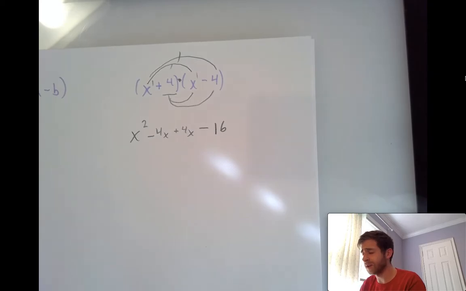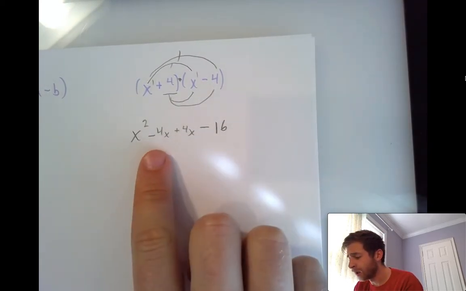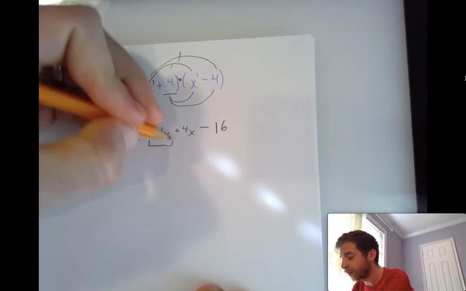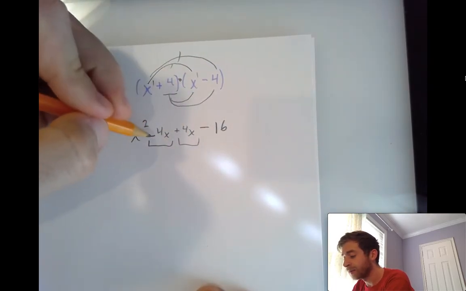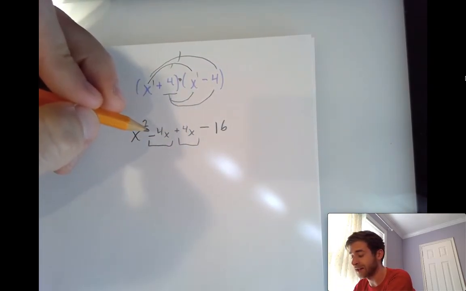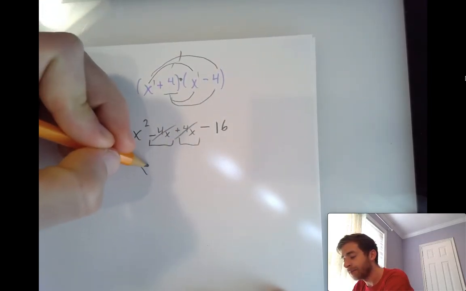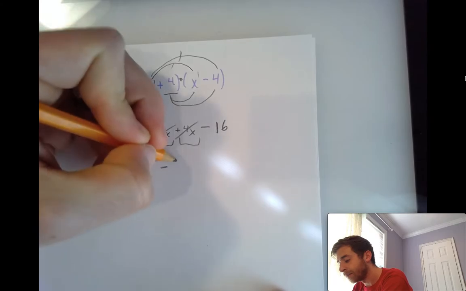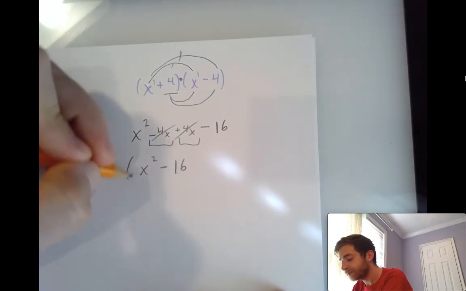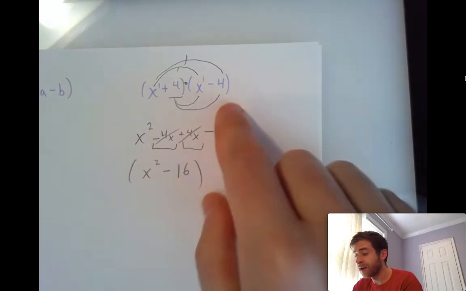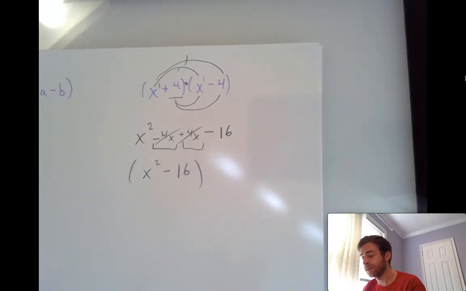And we're just going to finish this up to get it in quadratic form. I see like terms, negative 4x and positive 4x. They're going to cancel with each other because they're the exact same number, just opposite signs with the same variable. And I'm left with x squared minus 16. So this is the answer after foiling that, or distributing those binomials, multiplying those binomials.